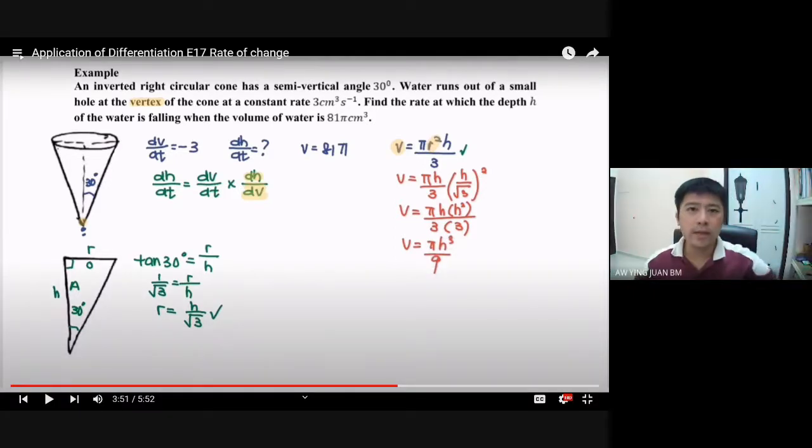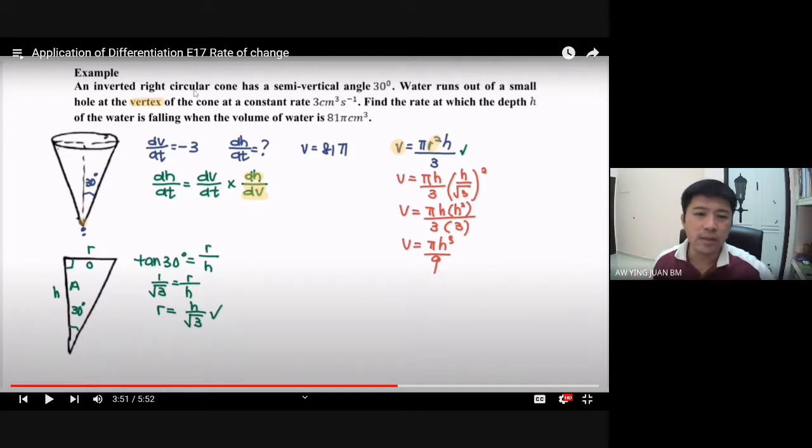Okay, so mari kita tengok soalan ni ya, rate of change. Pertama, macam mana saya tahu dia rate of change? Very simple. You tengok soalan, ada perkataan rate. Itu je. Okay, kalau perkataan dia maximum minimum, automatik kita tahu dia optimization problem. So, an inverted right circular cone. So, saya buat apa? Saya buat lukisan.